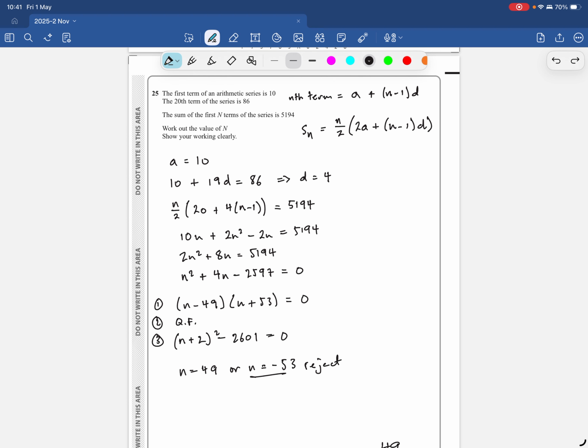Alternatively, they will give you n, and you will use this and this, which will give you two equations, in both of which a and d are unknown. But since you've got two equations, you can simplify the first one in terms of a or d, substitute it into the second one and solve, and then substitute back into the first one, just like you normally do with a simultaneous equation. So really, just look out for whether or not they're asking you for a and d, or whether they're asking you for n as they are here.